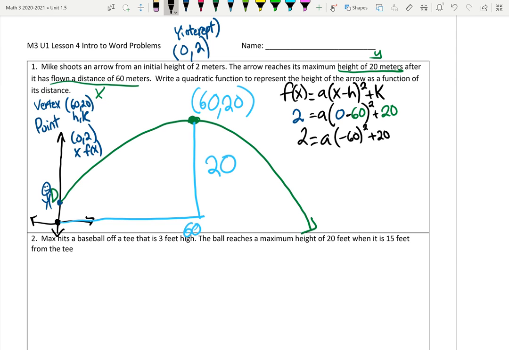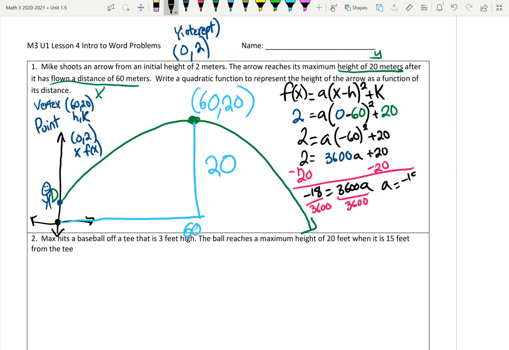Negative 6 times negative 6 is positive 36. So I know this is going to be 36 with 2 zeros. 2 is equal to 3,600a plus 20. I'm going to subtract 20 from both sides, leading to negative 18. I'm left with 3,600a. I divide each side by 3,600, and I'm going to get an a value that is equal to negative 18 over 3,600.